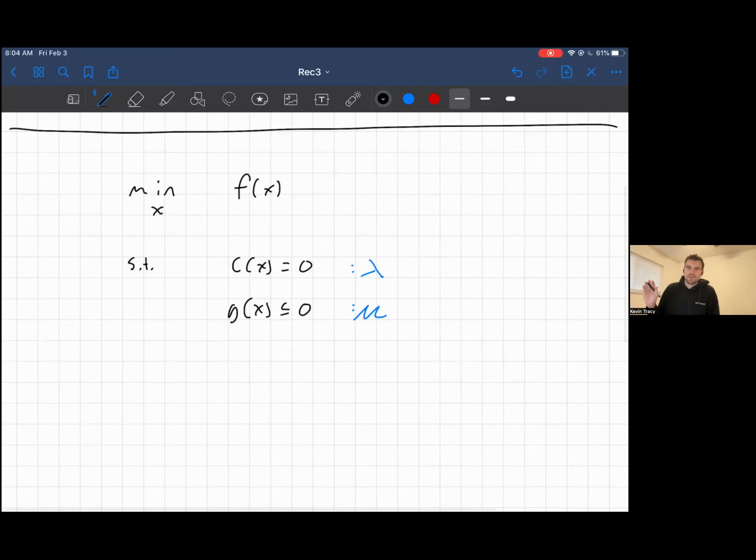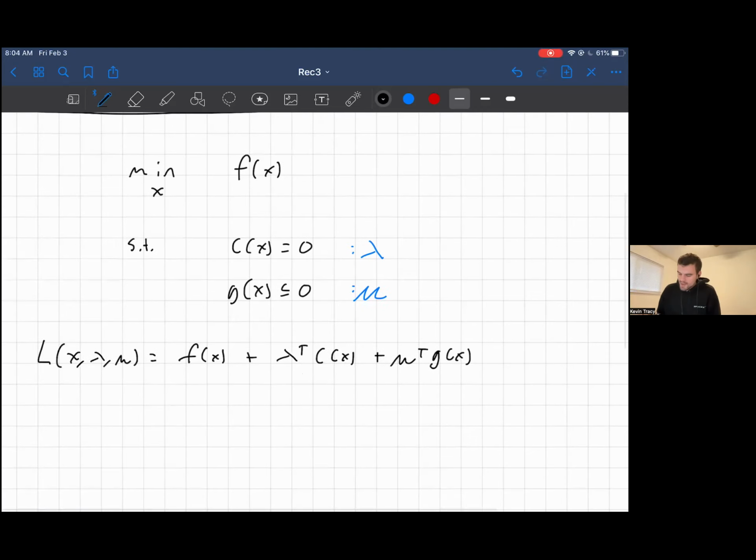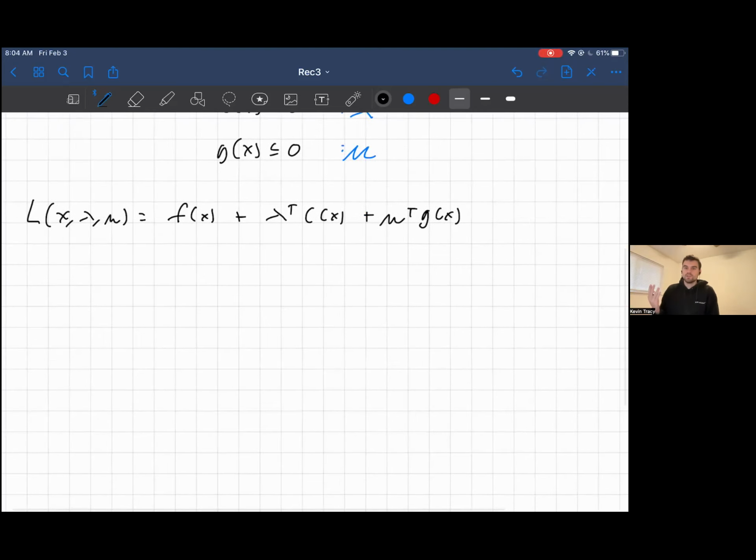So now the first step with any optimization problem is I want to write down what my Lagrangian is. So we'll do L of x, lambda, mu equals, and here we have the cost function f of x, then we have lambda transpose c of x plus mu transpose g of x. So here's our Lagrangian. And now when we go to write out our KKT conditions, we're going to use this Lagrangian. So the first one is called stationarity.